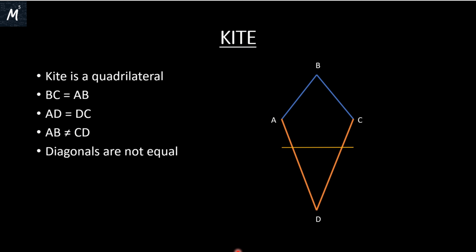Diagonals are also not equal. So AC will not be equal to BD. We can also see that AC is smaller than BD. So that is why the diagonals are not equal in a kite.